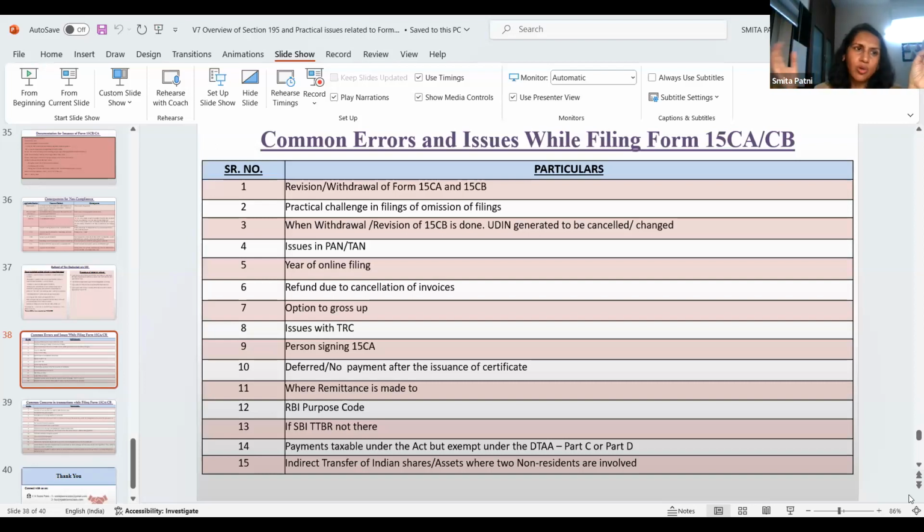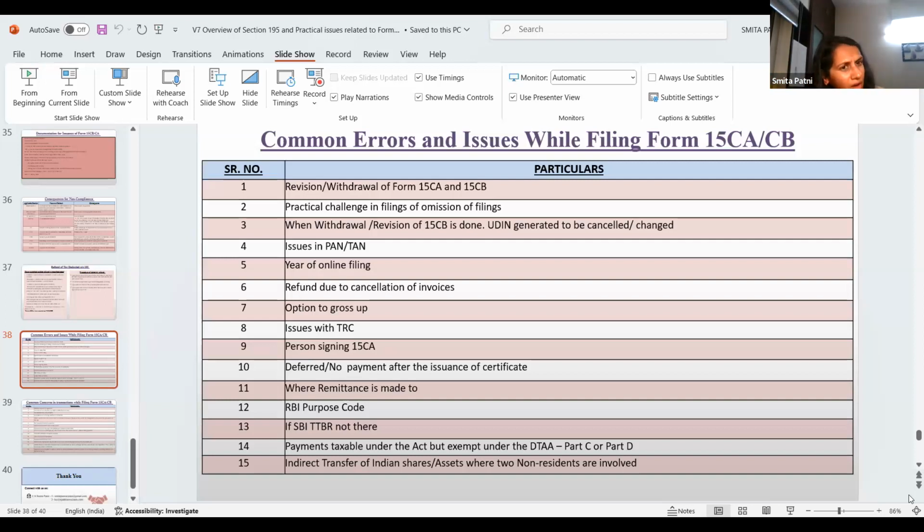Where remittance is made to, obviously I've explained that you have to go with the TRC, so that you know in which country the remittance is made to, from that drop down menu, and whether the invoice pertains to the same TRC or not. RBI purpose code, as already explained, we have that list. SBI TTBR, I have already explained that if it is not there, then you go with the XCN rates of the RBI reference rate.